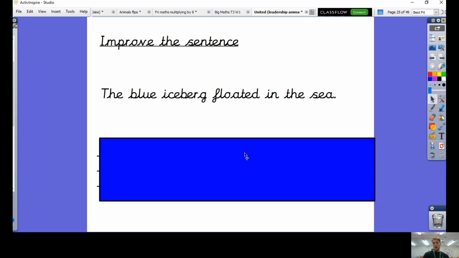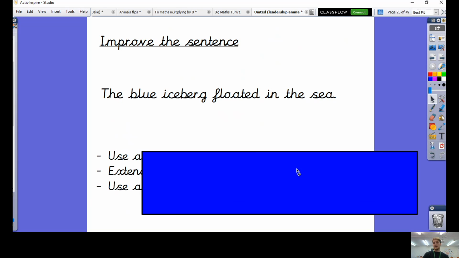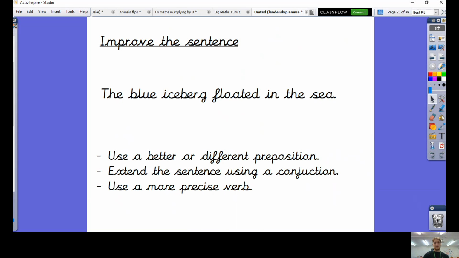Okay, so I would like you to try to improve this sentence. I've bullet pointed a few ways which may help you improve it. So, like I said already, use a better or different preposition. Okay, so use a much better one. Extend the sentence using a conjunction, and also maybe use a more precise verb. So give that a go.